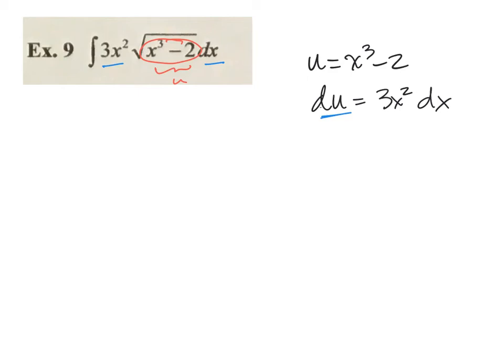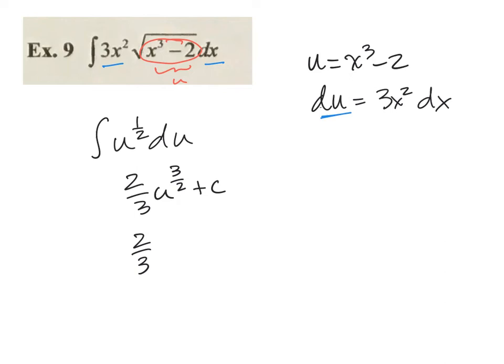So our new integral will just look like this, the integral of, and since that's the square root of u, I'm going to write it with a rational exponent. So that would be u to the 1/2 du, because all of the blue stuff can be replaced with du. And now let's find the antiderivative. That would be 2/3 u to the 3/2 plus c. And then all we need to do is back substitute. So our final answer would be 2/3. Let's replace u with x to the 3rd minus 2. That's all to the 3/2 power. And then don't forget your plus c.